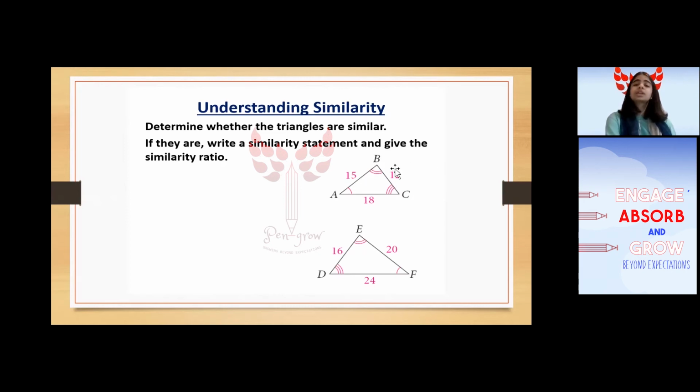Now, what we need to check is whether the ratio of BC and DE matches the ratio of BA and EF. Now, how did I decide upon these two sides? It's very easy. Between these two angles, the angle with 2 lines and the angle with 3 lines, you have 12. Here you have 16. And here between the angle with 2 lines and 1 line, you have a 20. And here you have a 15. So let's just check over their ratios.